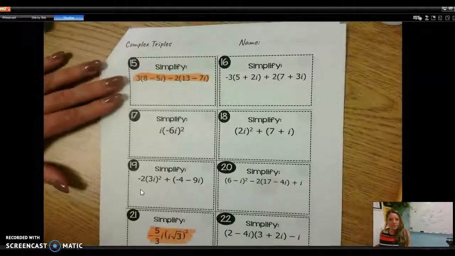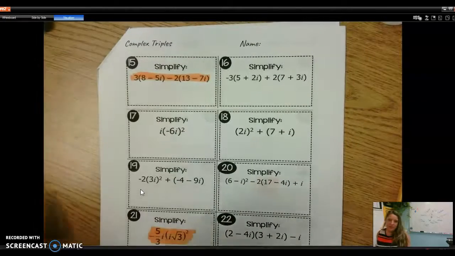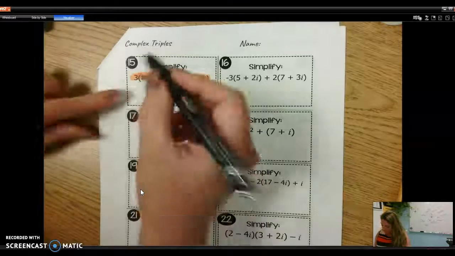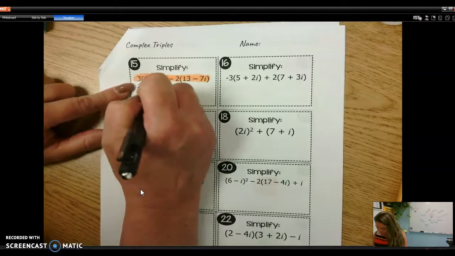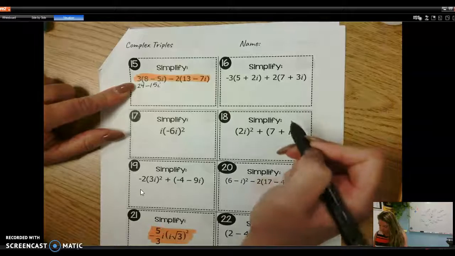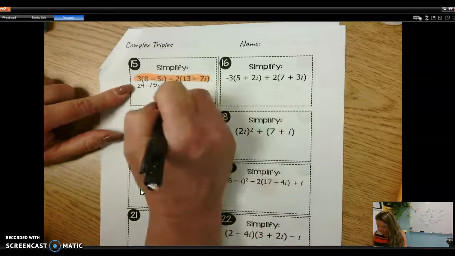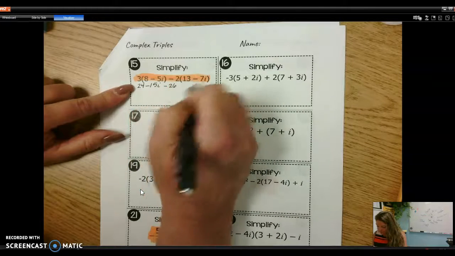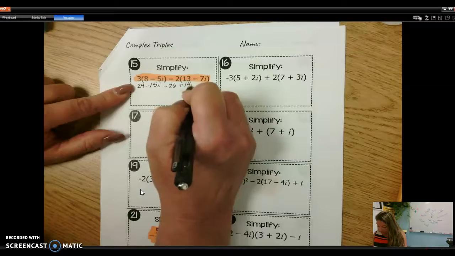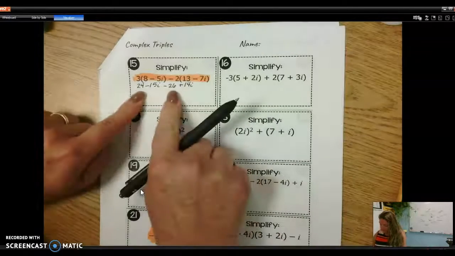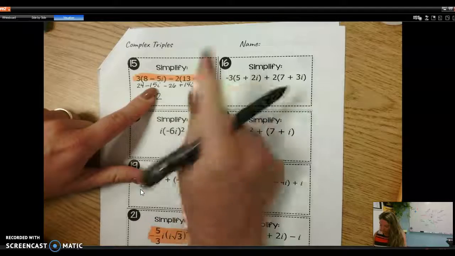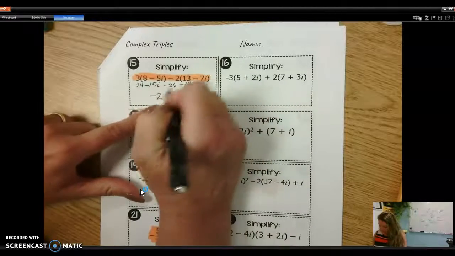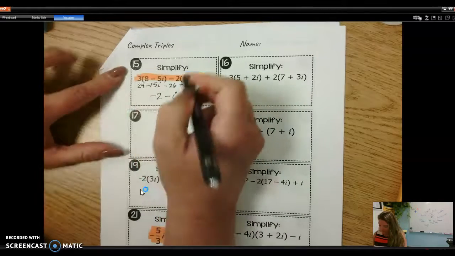Okay, let's skip to number 15. We're just going to distribute and then combine some like terms. When I distribute my 3 here, I get 24 minus 15i. Distribute the negative 2, so I get negative 26, and then plus, positive, right, 14i. And then combine like terms. 24 minus 26 is negative 2. Negative 15i and 14i become a negative i, or a negative 1i.